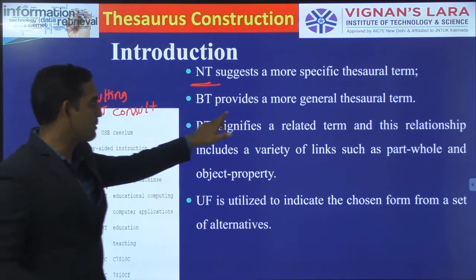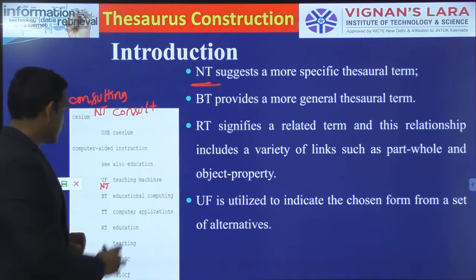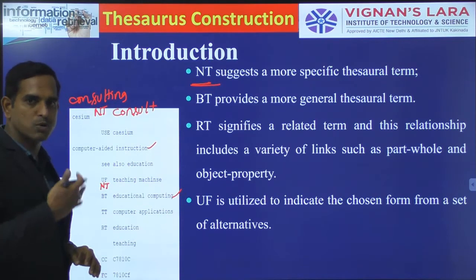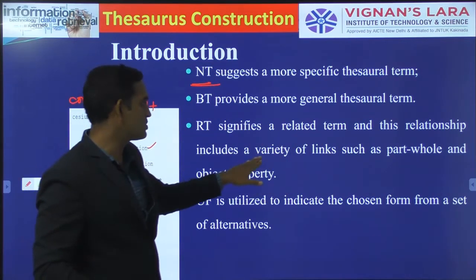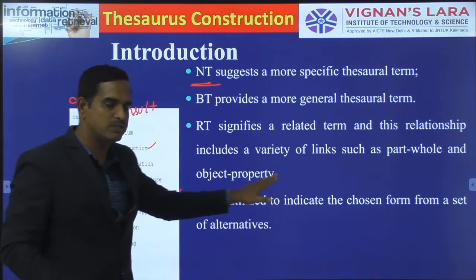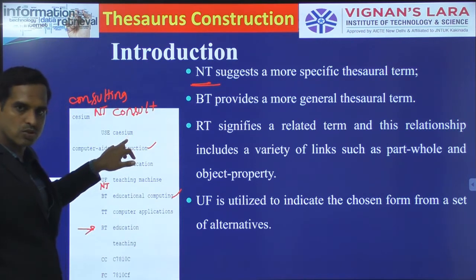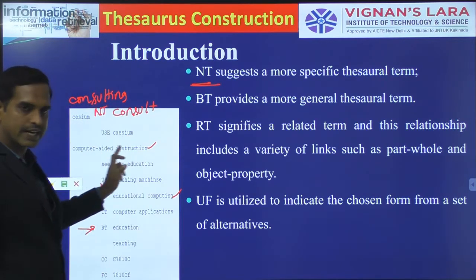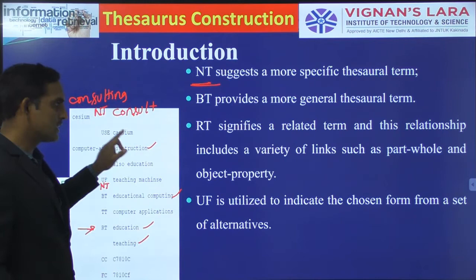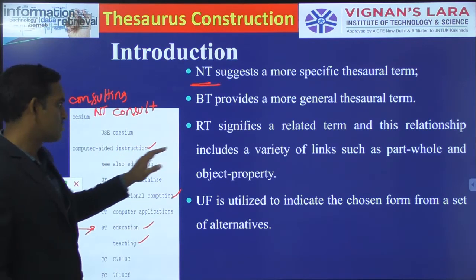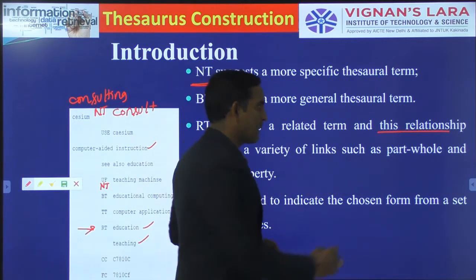In a similar manner, BT provides a more general thesaurical term. Here if you see BT, educational computing. So for this word, educational computing is the more general term. RT signifies a related term, and this relationship includes a variety of links such as part, whole, object, property. So you have RT. RT are the related words to this computer aided instruction, that is education, teaching. These are RT terms, the related terms of this particular term, and their relationships include a variety of links like part or whole.